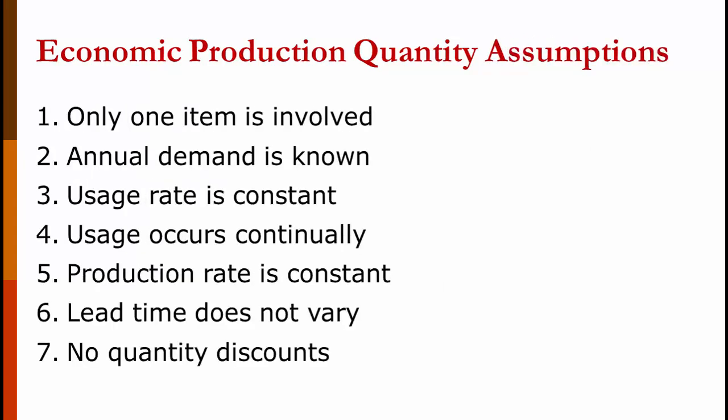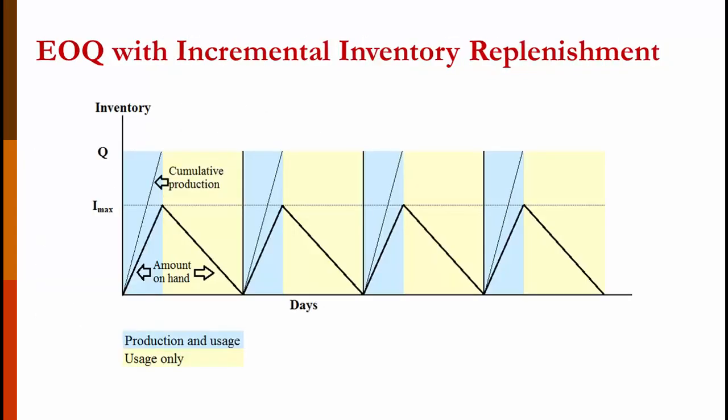So in net, the assumptions are: 1, only one item is involved. 2, annual demand is known. 3, usage rate is constant. 4, usage occurs continually. 5, production rate is constant. 6, lead times do not vary. 7, no quantity discount. The model is shown on the screen.